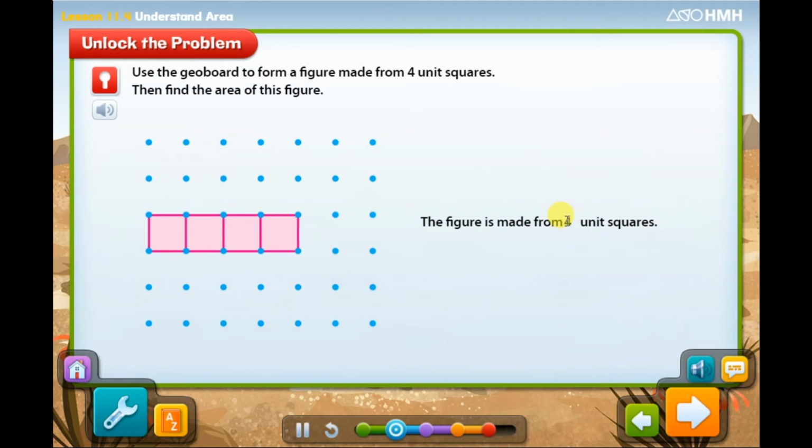What's the area of the figure? Now the area is how many unit squares inside the shape, so of course it's also 4. The area of the figure is 4 square units. Now try another problem. The figure already shows 4 unit squares. Change the right side of the figure to include 1 more unit square. So we will add another square.